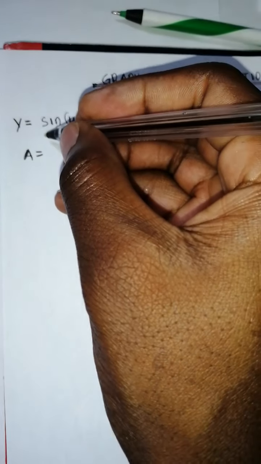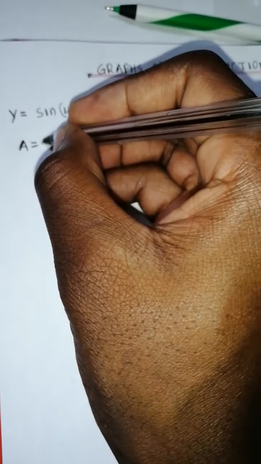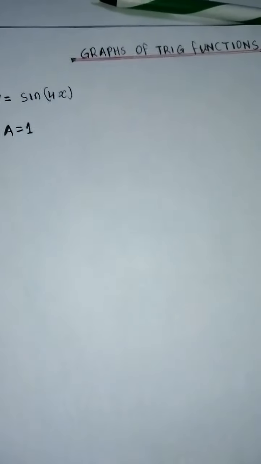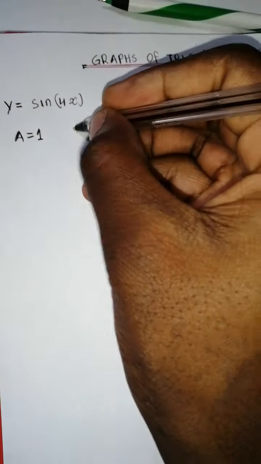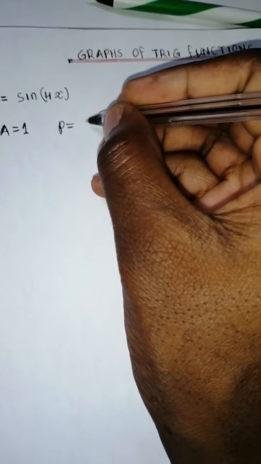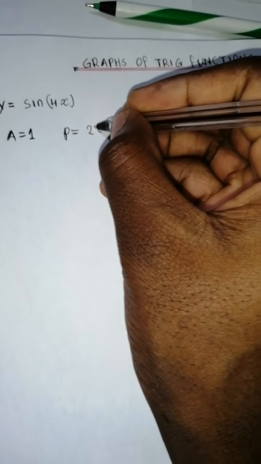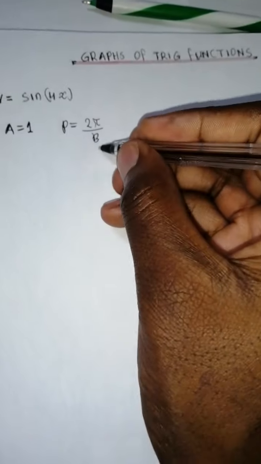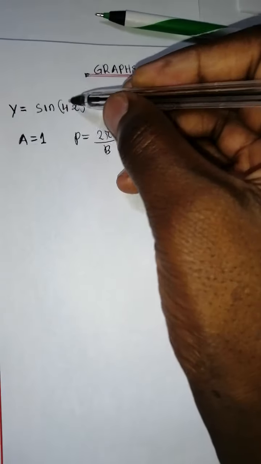In order to find the amplitude, which is represented by capital letter A, it is any number in front of sine. In front of sine, we have an invisible +1. And then in order to find the period, the period is given by the formula P equals 2 pi over B. So what is B? B is any number in front of x.